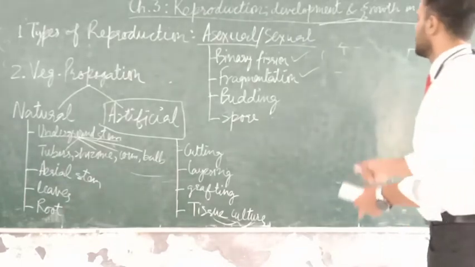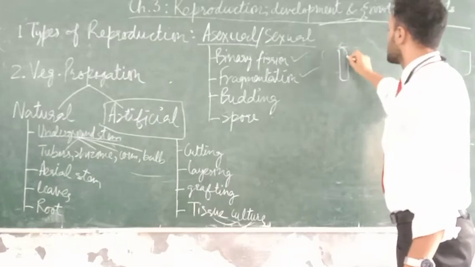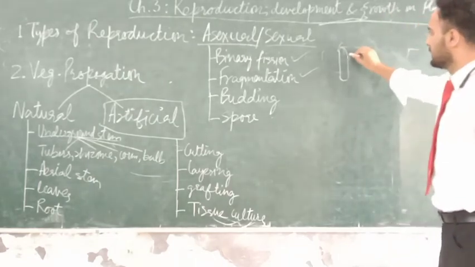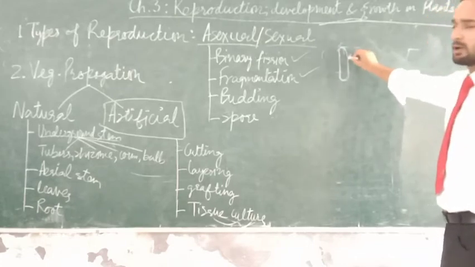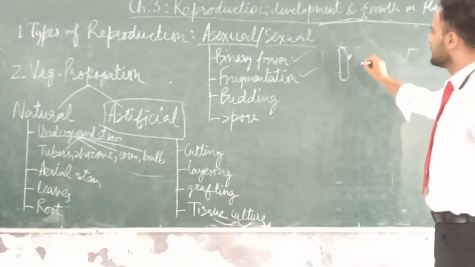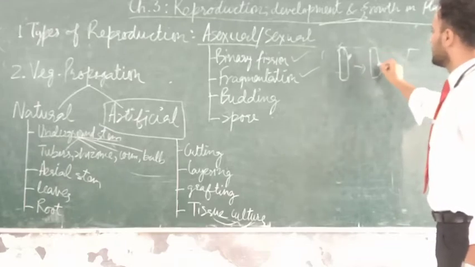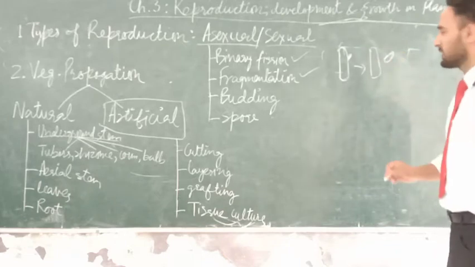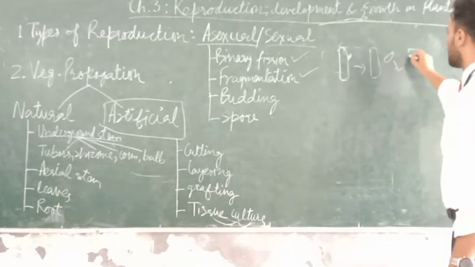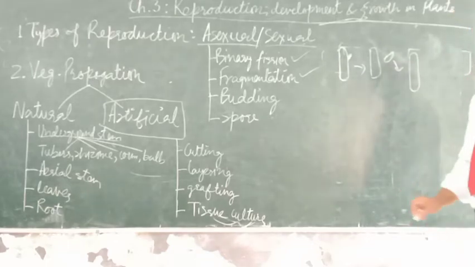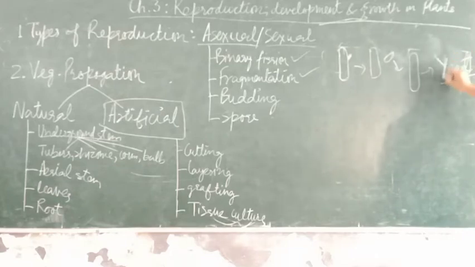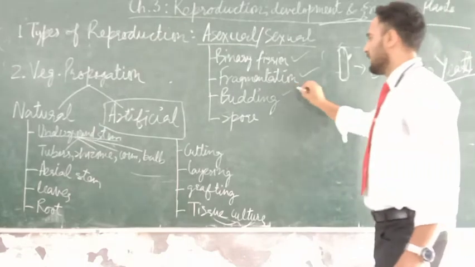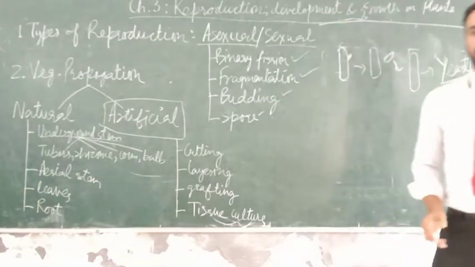In budding, a bud develops on the parent body. This is the bud here. After some time, this bud detaches from the parent and is capable of growing into a complete new individual. This is called budding, and the example is yeast. Budding is found in yeast. Okay, and the last one is spore formation.